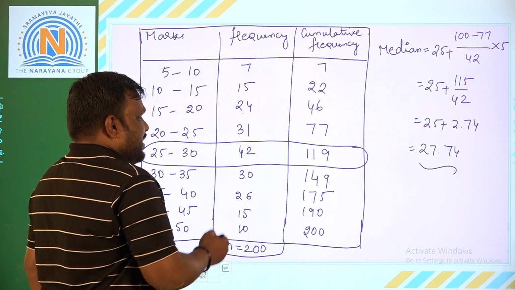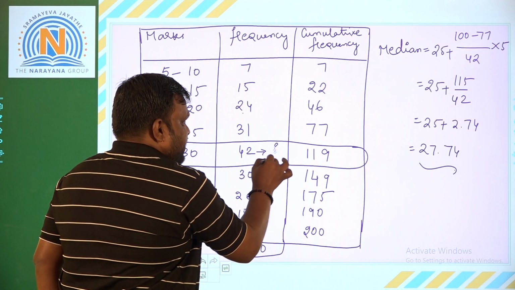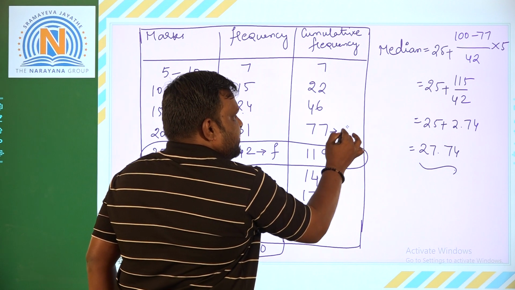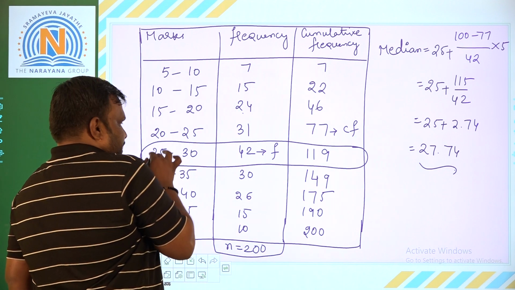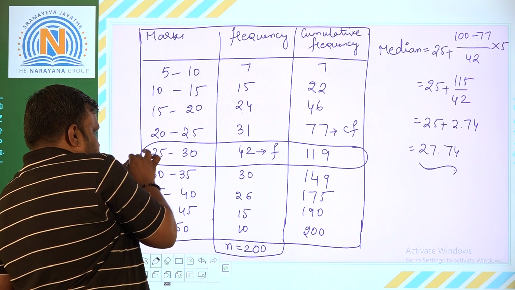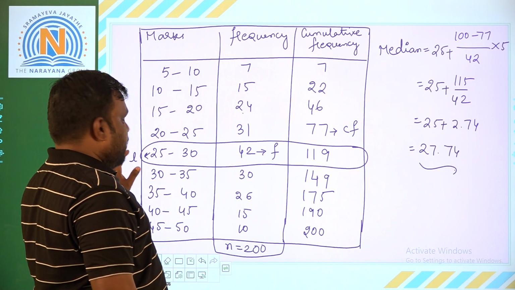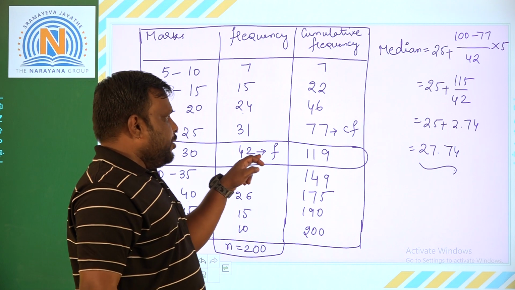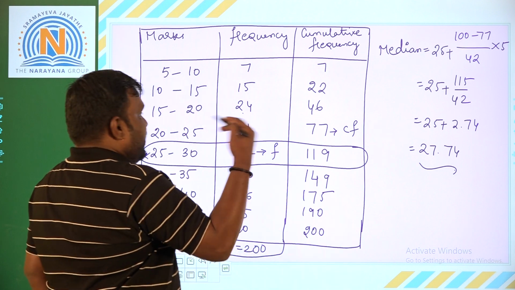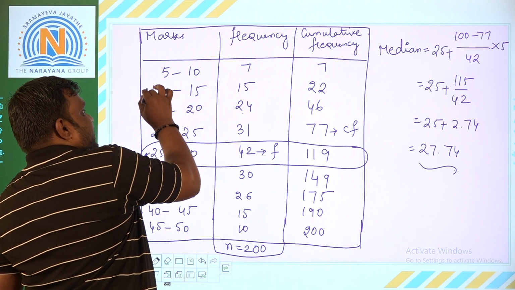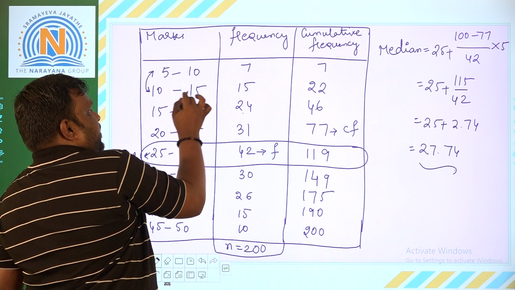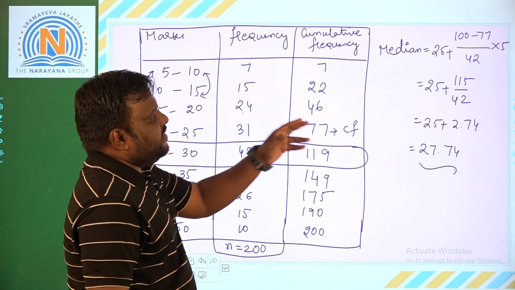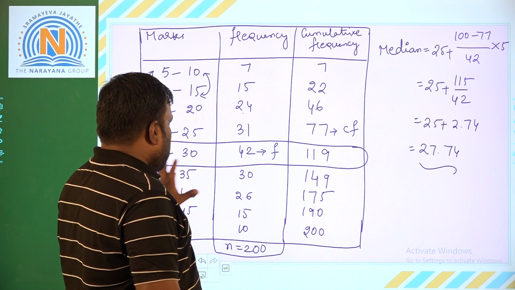If this is the median class, the frequency of the median class will be taken as f, right? And the cumulative frequency preceding the median class will be considered as cf. And the lower limit here will be considered as L. So we got all the values. L is equal to 25, f, the frequency of the median class, is 42, and cf is 77. For h, it is the difference of two successive lower limits or two successive upper limits, that is 10 minus 5 or 15 minus 10, so h is 5. So we got all these values.